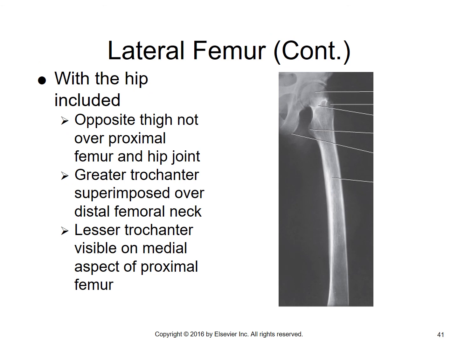For the lateral femur, the hip area, opposite thigh is not over the proximal femur and hip joint. The greater trochanter is superimposed over the distal femoral neck, and the lesser trochanter is visible on the medial aspect of the proximal femur.